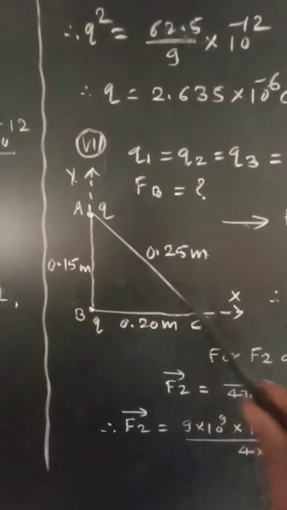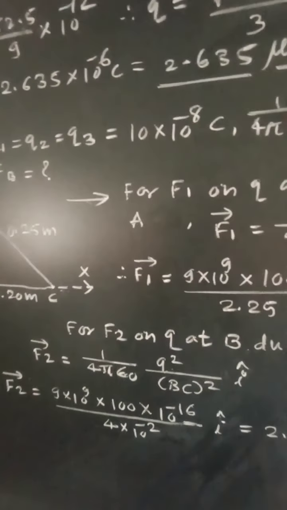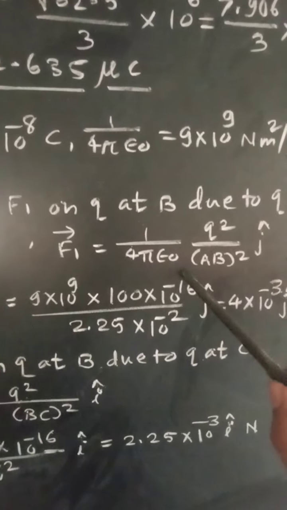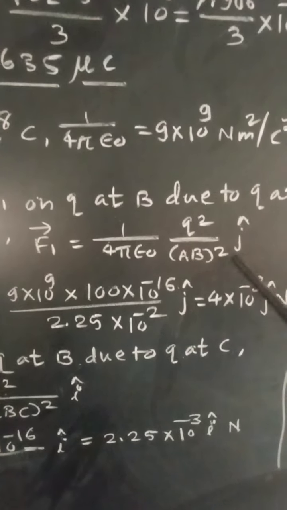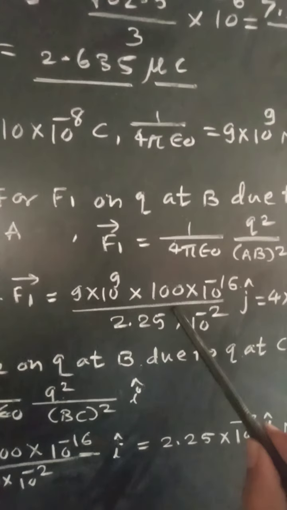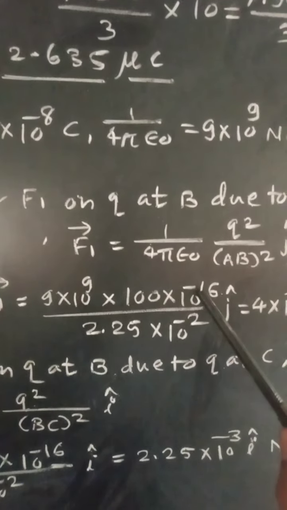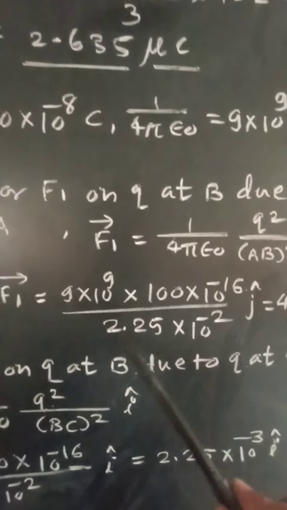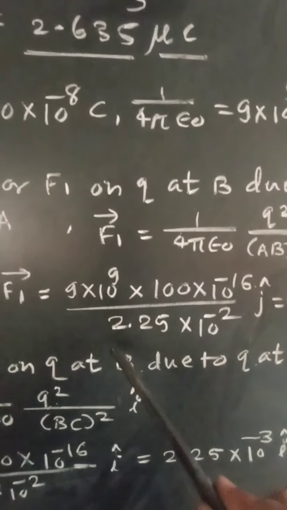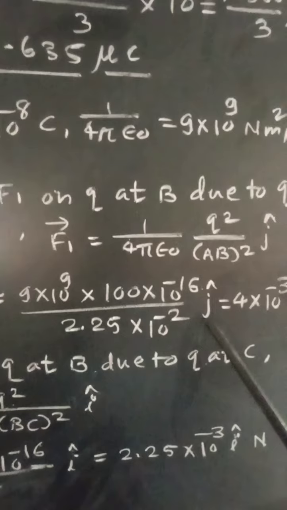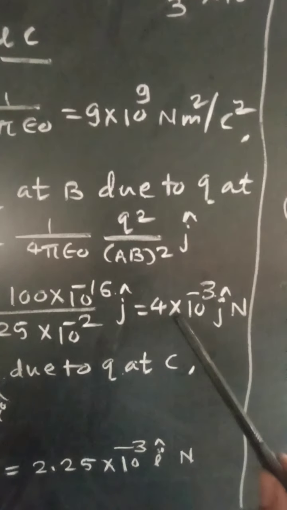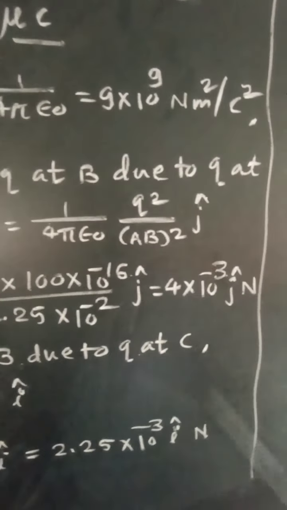Here this triangle is taken in the xy plane, and therefore unit vectors along x and y, that is I and j, we will consider. And therefore F1 is equal to 1 upon 4 pi epsilon 0 Q square upon AB square J cap. Therefore F1 will be written as 9 into 10 raised to 9 into Q square, that is 100 into 10 raised to minus 16, divided by AB square, that is 2.25 into 10 raised to minus 2 J cap, which comes out to be 4 into 10 raised to minus 3 J cap Newton.